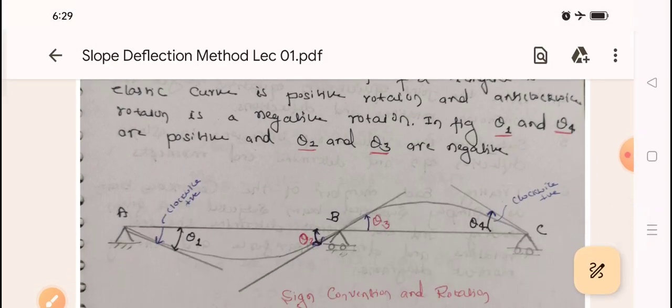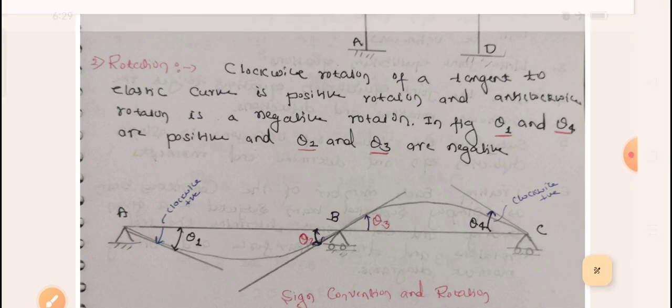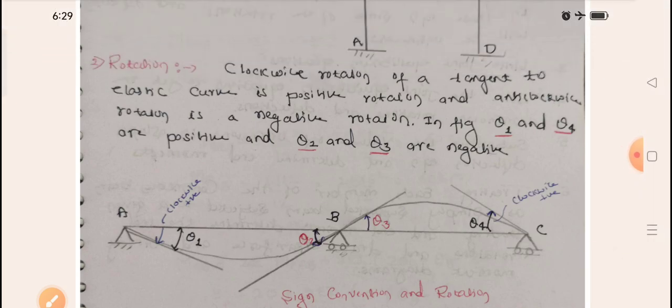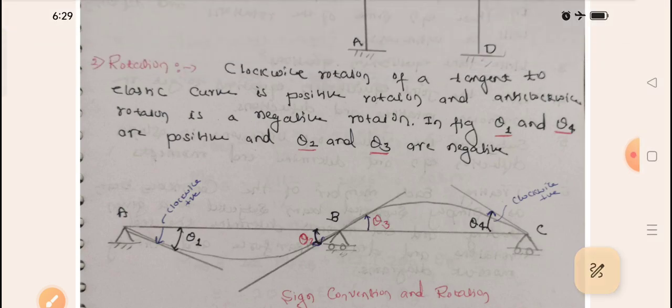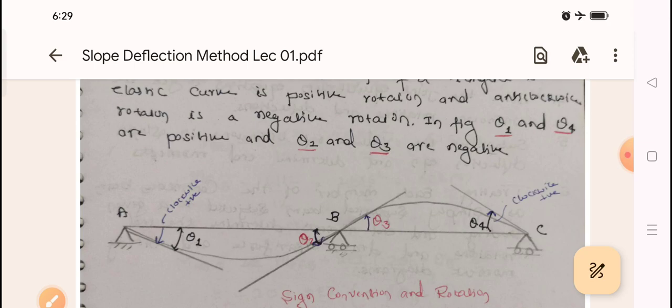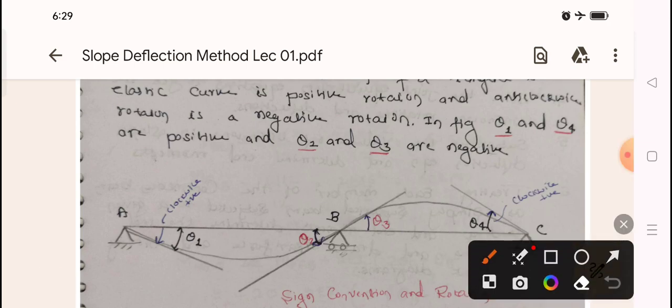Same thing in case of rotations. If you read this one, clockwise rotations of a tangent to the elastic curve. Elastic curve means what? I will draw the elastic curve here so you get an idea. The deflected curve of the beam is called the elastic curve.